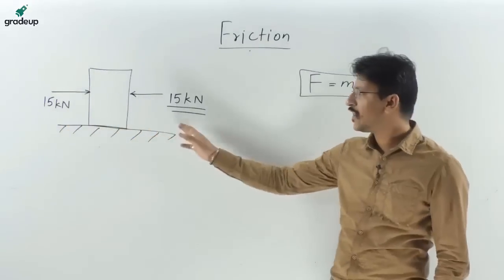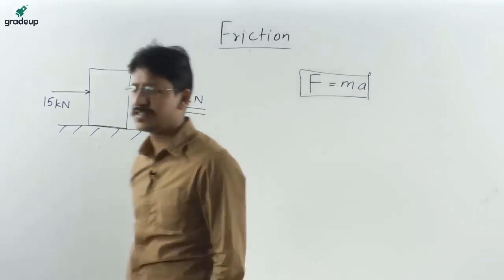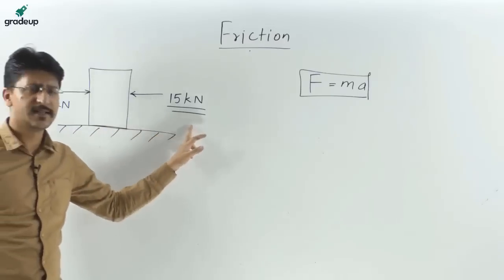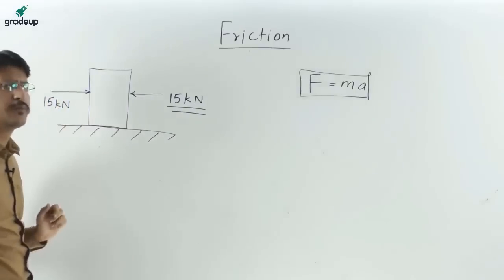This force was earlier 10 kilonewton, now it is 15 kilonewton. How is this force increasing? There should be something by which this force is increasing. And still the body will not move.